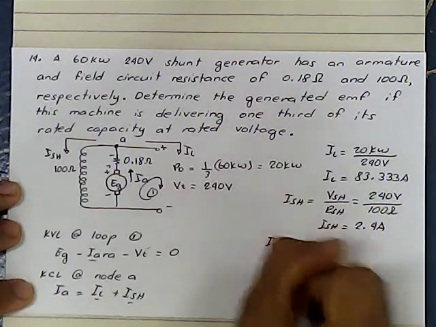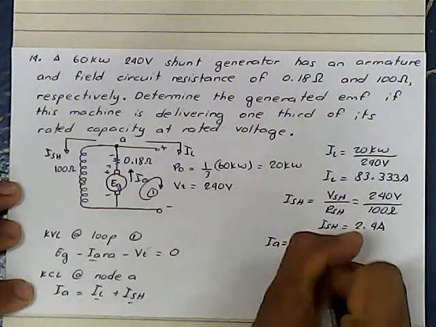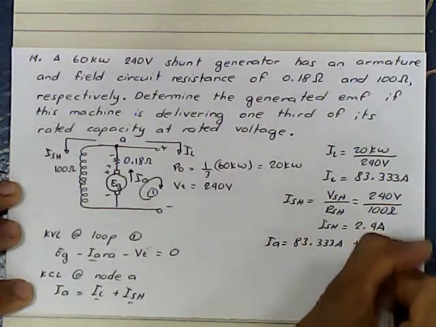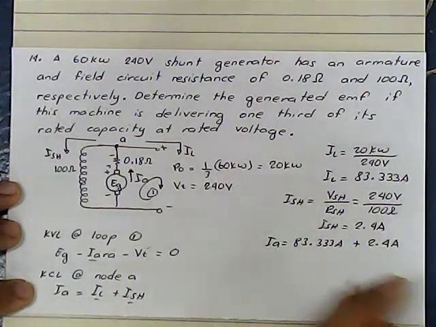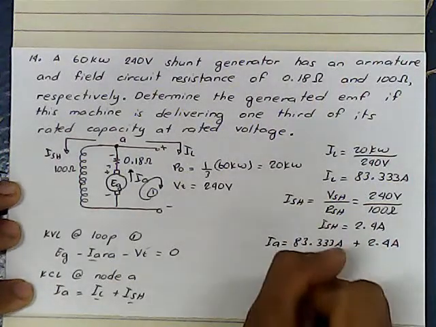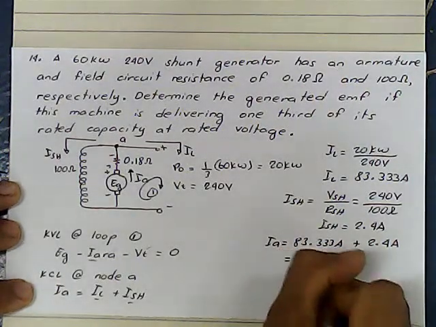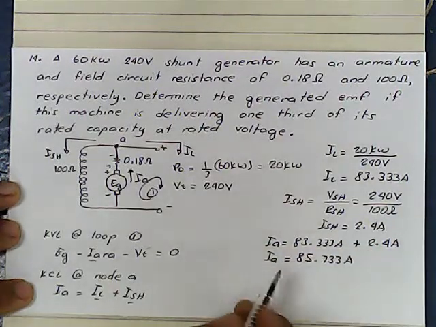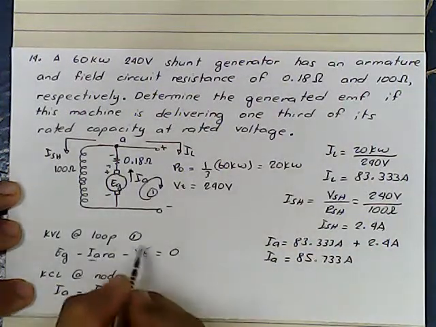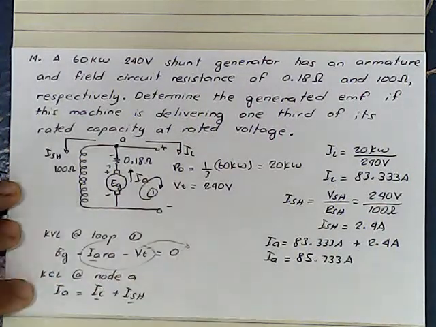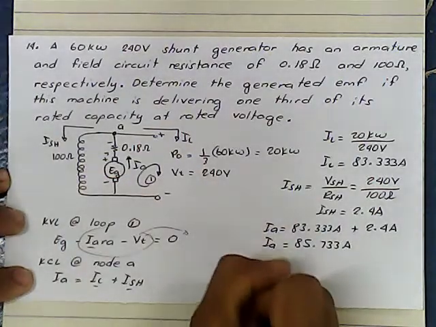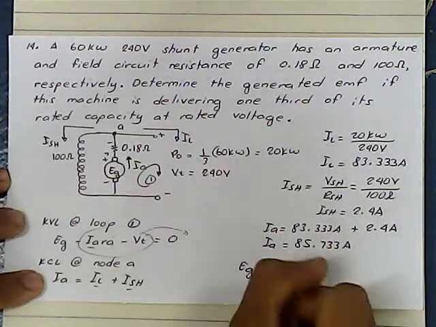Therefore, substitute natin yung values ng IL and ISH dito. So IA therefore is 83.333 amperes plus 2.4 amperes. This will give us 85.733 amperes na pwede na nating i-substitute dito. Again, transpose lang po natin itong dalawa. Sa kabila, maging positive sila.